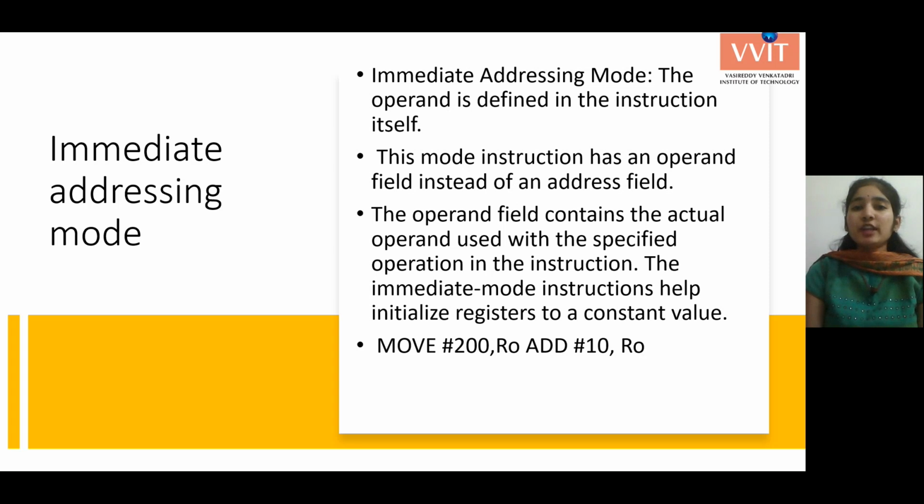For example, take move #200 to R0. In this, the opcode is move, and #200 is the operand. 200 is an operand, so we move 200 to the R0 register. The next example is add #10 to R0. Here #10 is the operand. We add this value 10 to the register R0 value. Means we get the operand in R0 and add this 10 to that value.